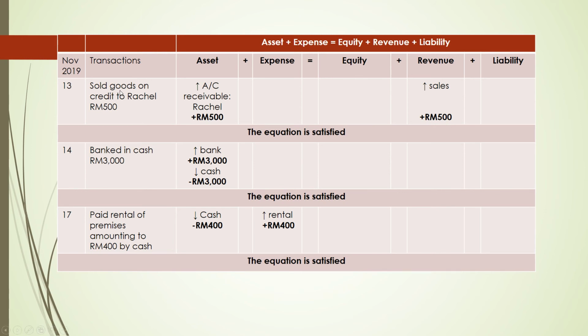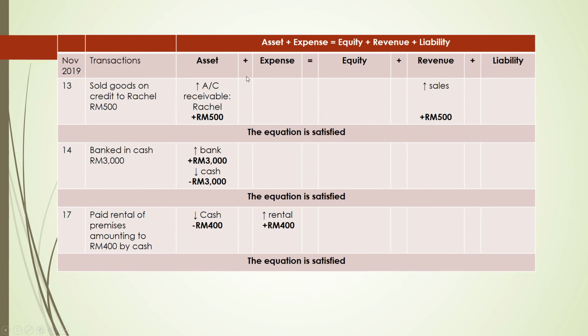Therefore, when the business sold good, revenue will increase. So, revenue will increase or sale will increase by 500 ringgit. And then, when the business sold good on credit, therefore, the amount of debtor or asset will increase. Debtor is also known as account receivable. So, the account receivable here refer to Rachel. So Rachel is the debtor. That Rachel owed the business by 500 ringgit. So increase in asset, which is account receivable, and increase by 500 ringgit in revenue.